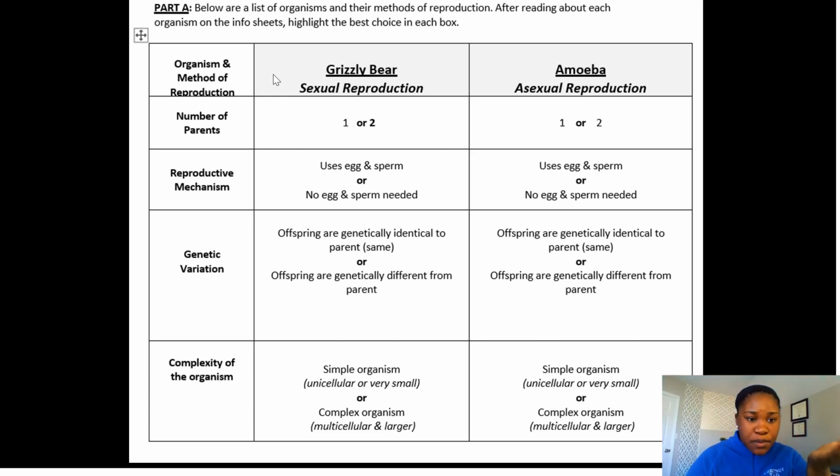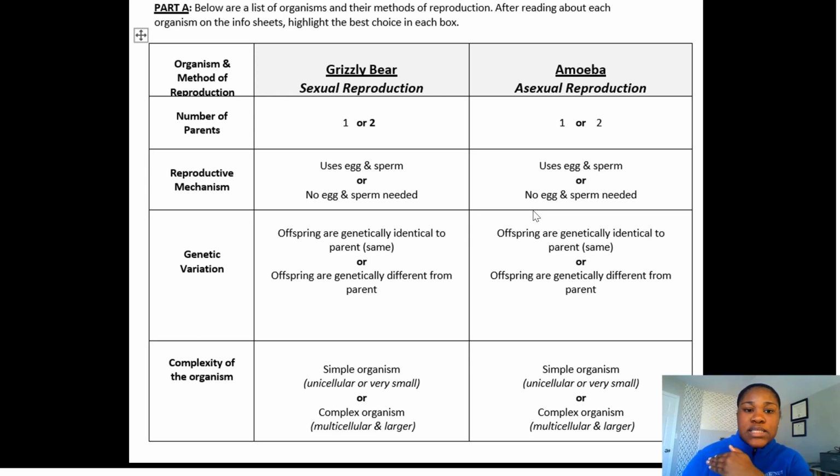it's first asked about the number of parents, right? So for each different type of reproduction, how many parents are required? So for example, if this grizzly bear is reproduced sexually, then you know we need 2 parents, right? We need to use egg and sperm, and then the offspring, they're not genetically identical to the parent. If we come over here to the amoeba, then we know if it's reproduced asexually, there's only 1 parent, there's no need for egg and sperm, and then the offsprings will be genetically identical to the parent.